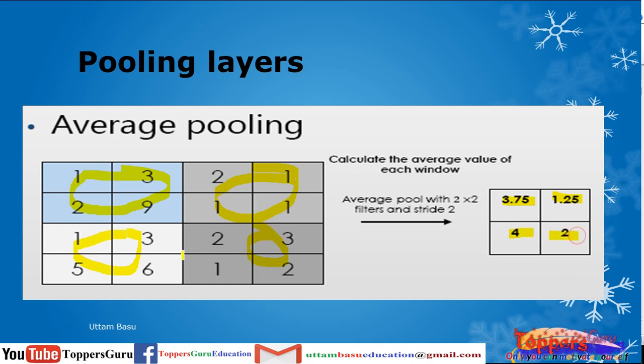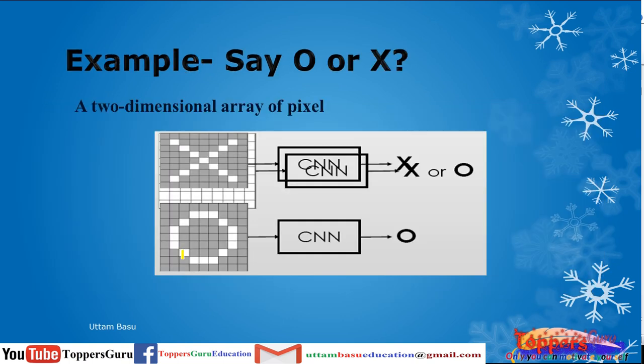This process is average pooling. And now I am going to a real life example of CNN, that means classification, 2-dimensional. Here I take 2 inputs. One is a cross, crosshair, and another one is 0. And now CNN will declare that it's 0 or 1.